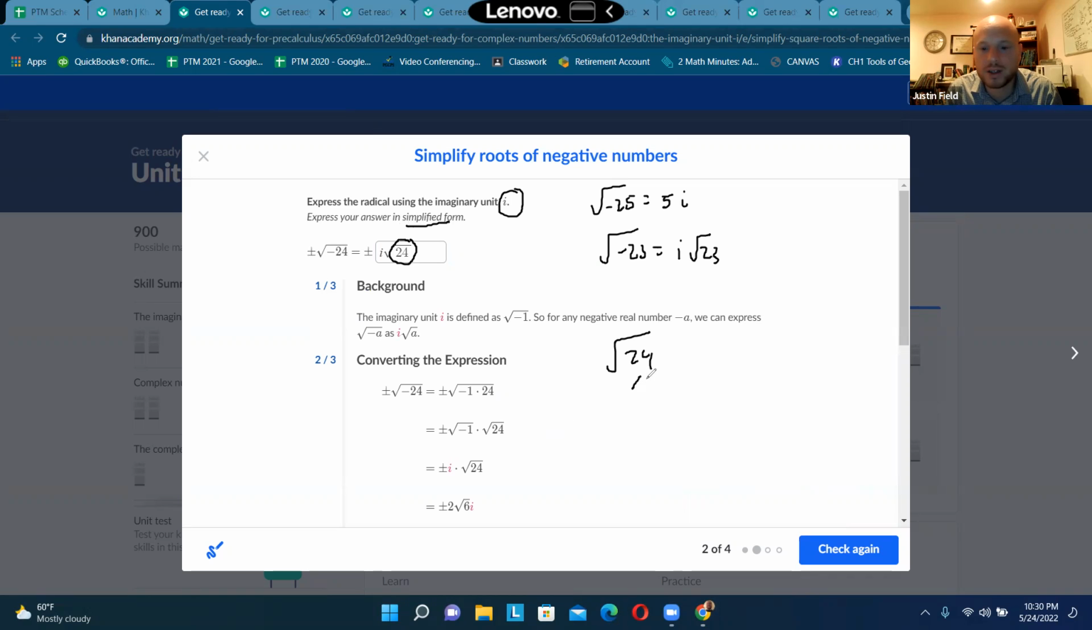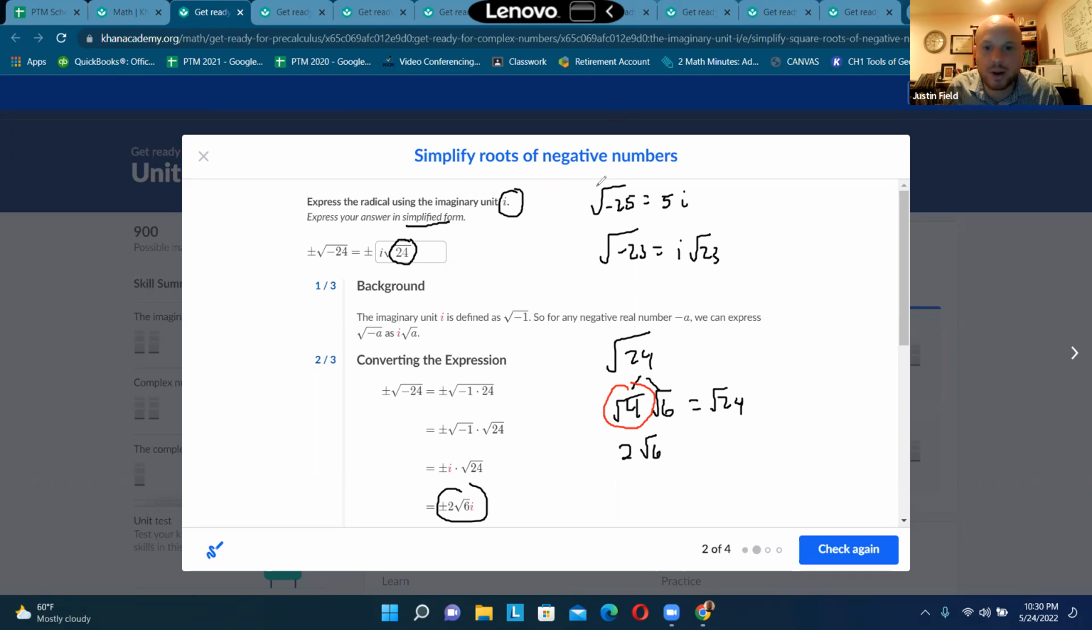What we do is we think of factors that multiply to 24, and we want one of them to be a perfect square. So is it true that 4 and 6 multiply to 24? The square root of 4 times the square root of 6 would equal the square root of 24, which is what we want. And furthermore, the square root of 4 is 2. So it's 2 root 6.